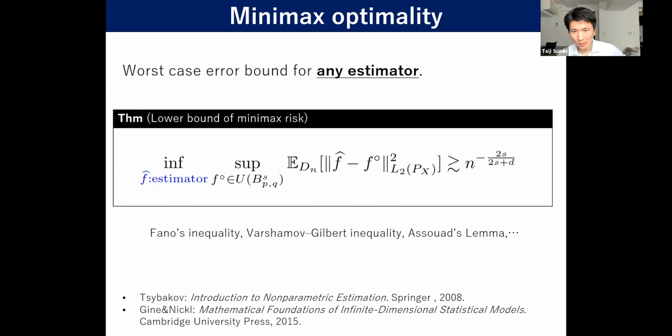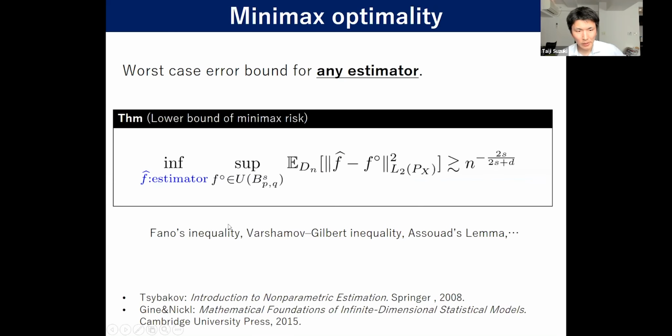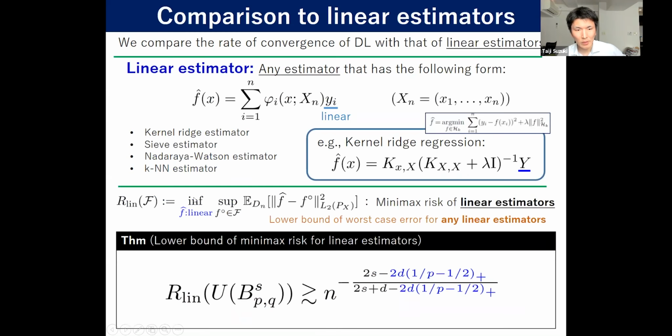Then next, we restrict the set of estimators to some specific estimators, like kernel ridge regression, something like that. We are interested in the comparison between deep neural networks and other estimators. So we consider some restricted estimators.